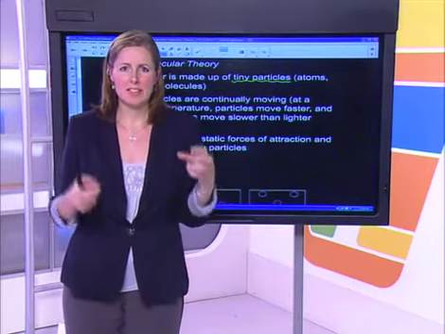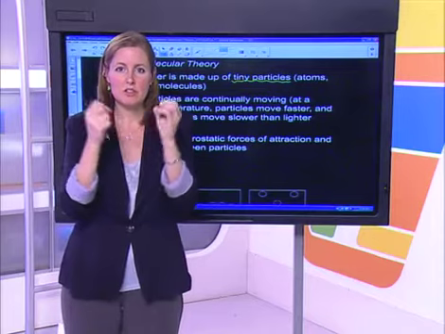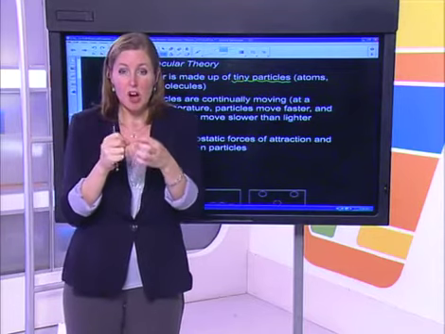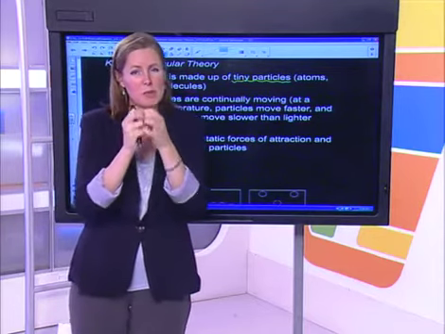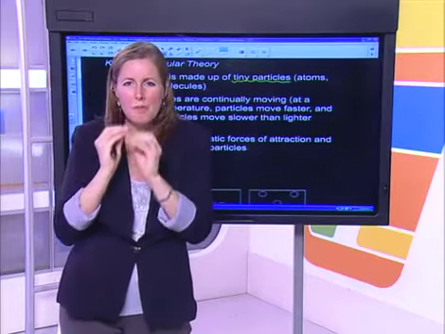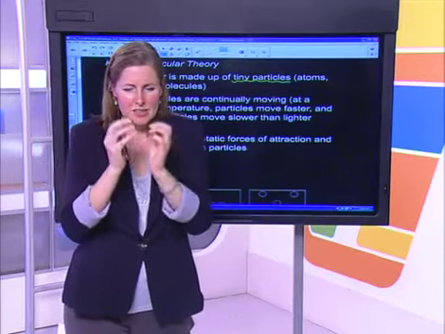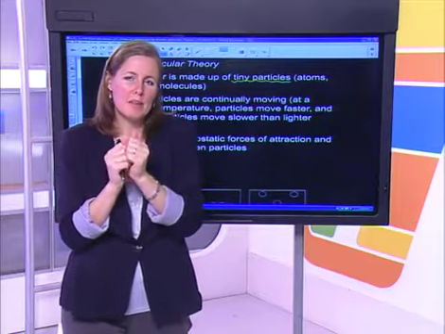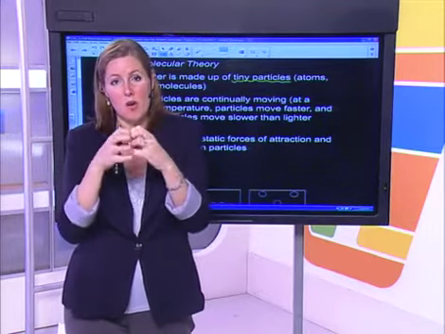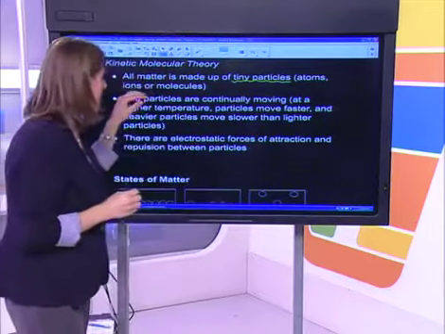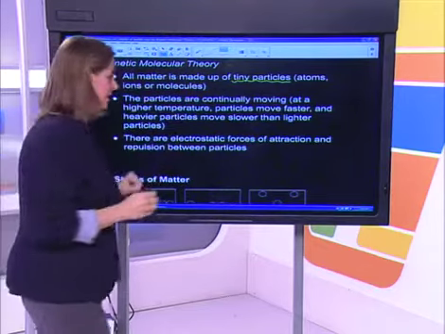Some elements are molecules as well. Remember the diatomic ones, H2, Cl2, those kind of things. O2 would be molecules as well. But the basis of this is that all matter, if you went right down to the molecular level, would either be an atom, an ion, or a molecule. So basically all matter is made of tiny particles.